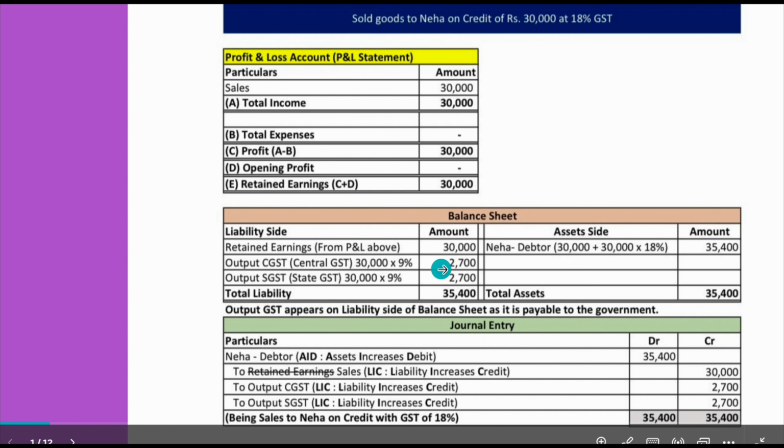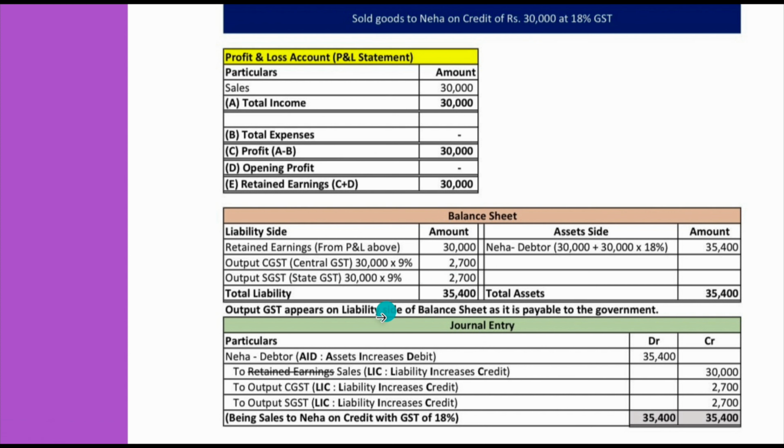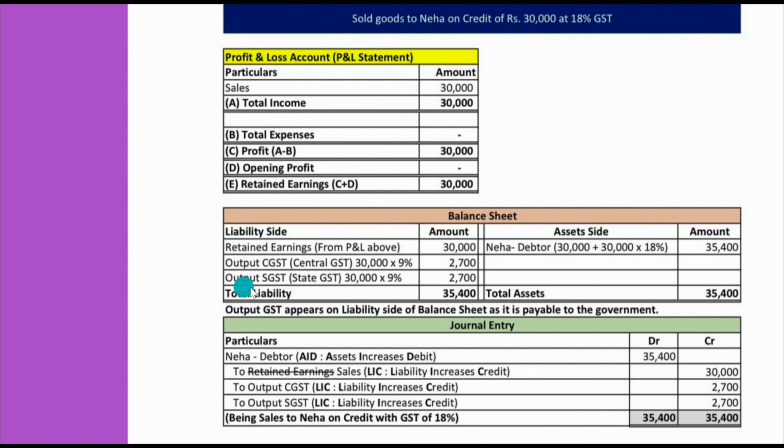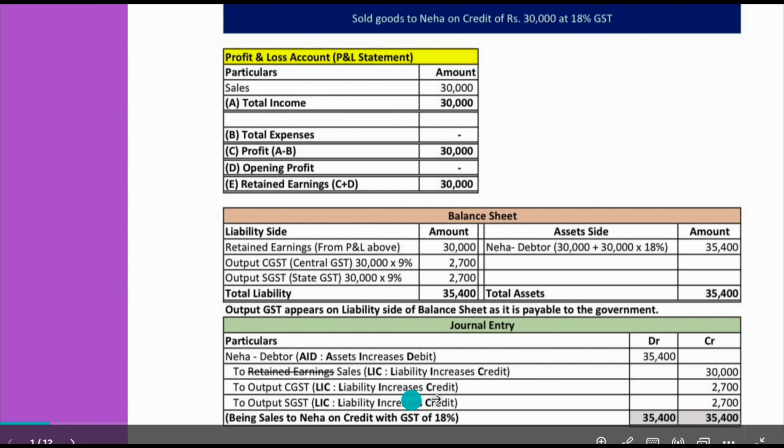Output CGST appears on the balance sheet liability side, which is increasing. So the rule is LIC, that is liability increases credit 2,700. And output SGST is LIC, that is liability increases credit 2,700. So, being sales to Neha on credit with GST of 18%. Thus we have passed the necessary journal entry related to the transaction.